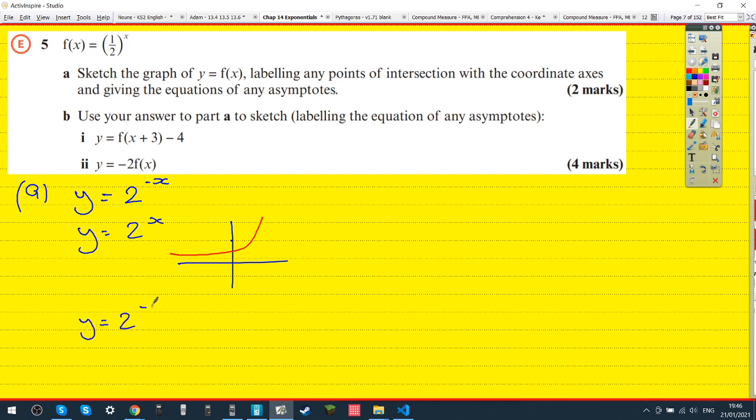It says labeling any points of intersection and giving the equation of any asymptotes. So where does it intersect? What's the y-intercept? 2. Nope. You can use a calculator if you want. On the y-axis, x is 0.